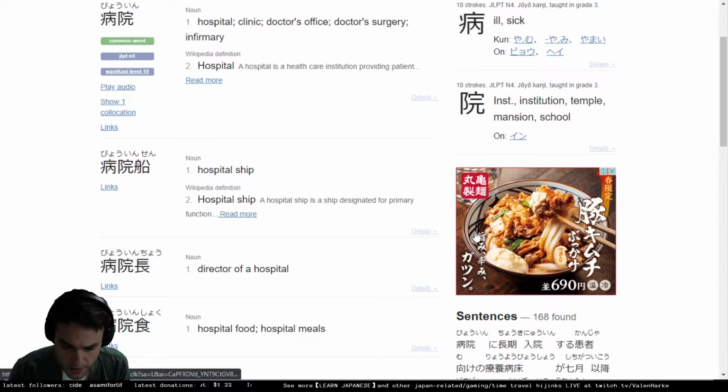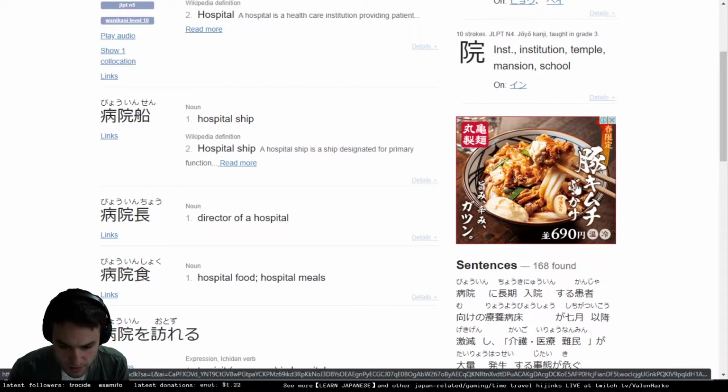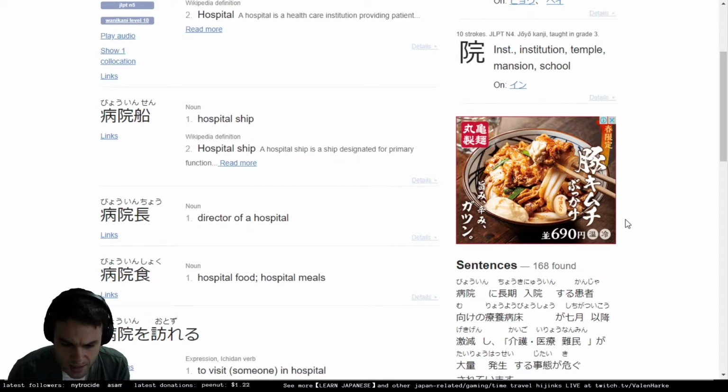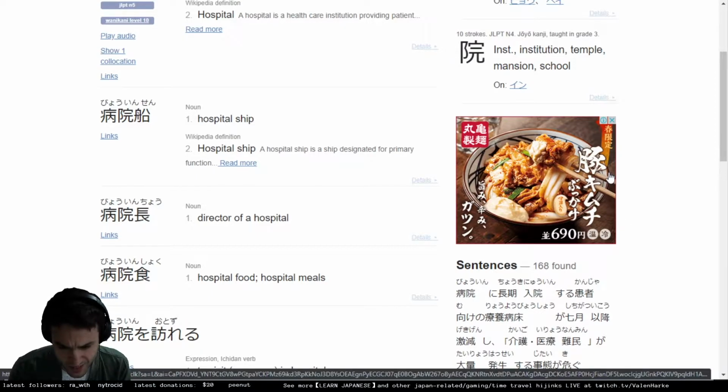And before admiring this scrumptious advertisement. 690 yen? Ooh. Kimchi bukake. Is that buta kimchi bukake?